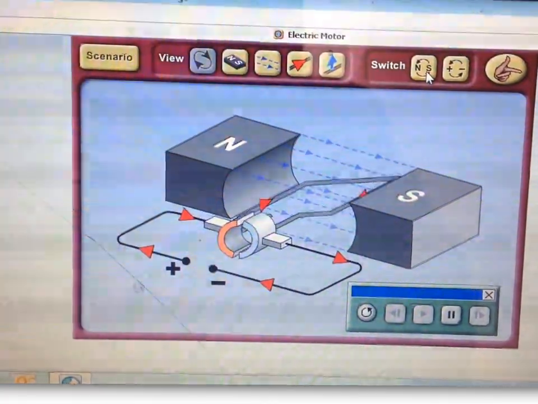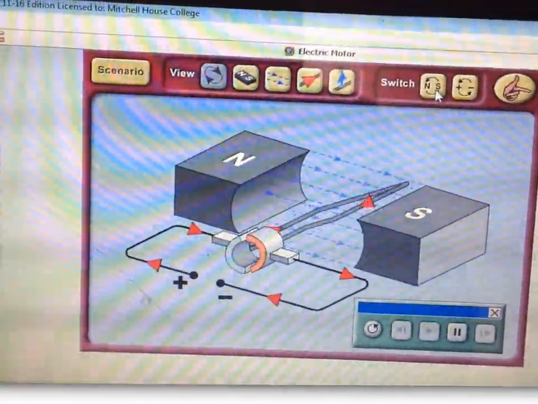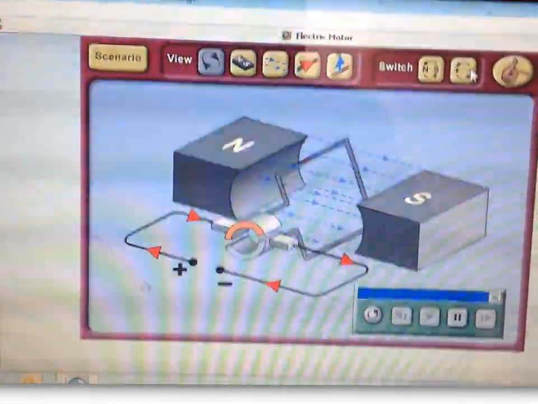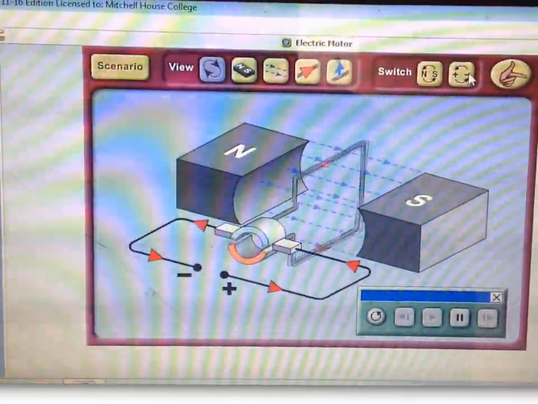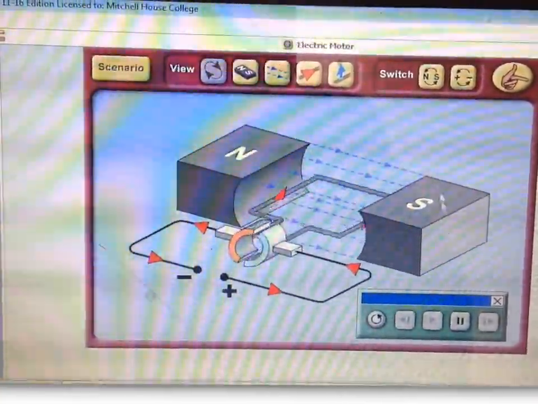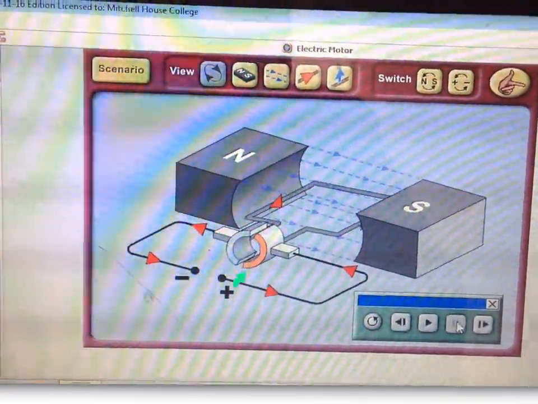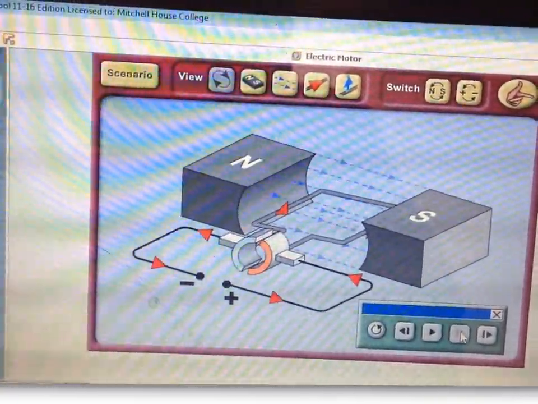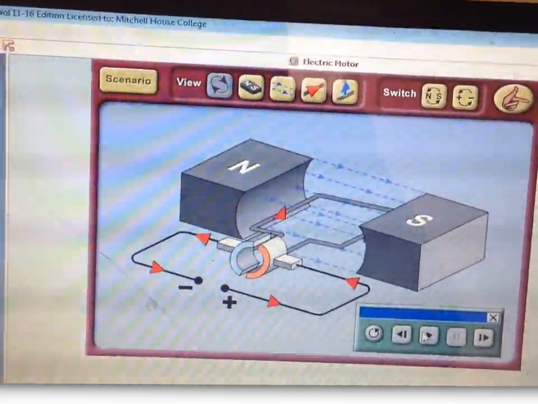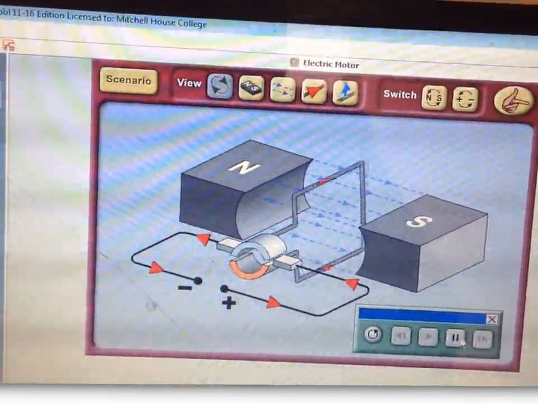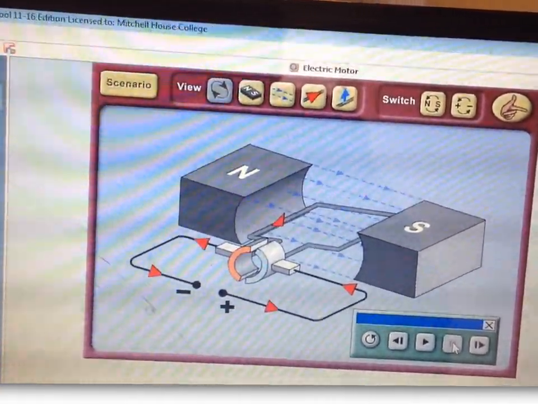And again, if I swap the north and south, notice it turns in the opposite direction. If I swap the positive and negative, it will also turn in the opposite direction. There we go. And that is how your motor moves. If you don't have the split ring commutator over here, it will jam, and you will not be able to spin this motor freely round and round in circles like that.